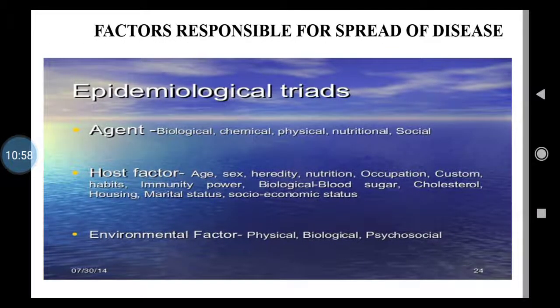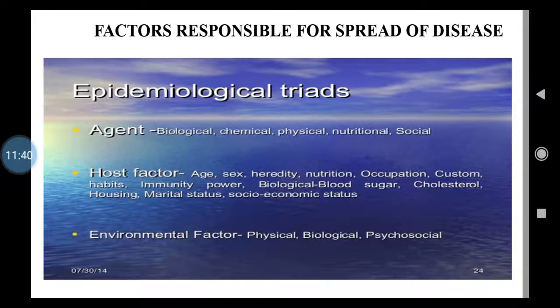Then the next part in this epidemiology chapter is factors responsible for spread of disease, or spread of communicable diseases we can say. And this we have discussed many a times. Three main factors are there: disease agent, host, that is the individual, and environment. These are three main factors, and they are also called the epidemiological triad. Now the disease agent is the first factor.